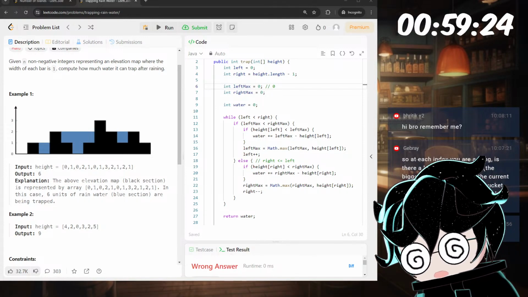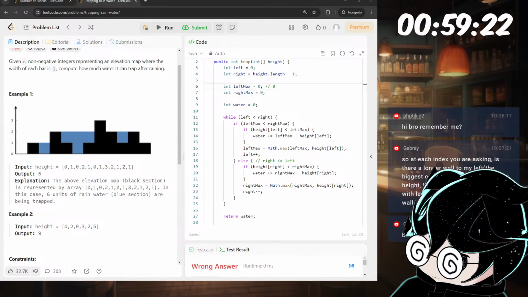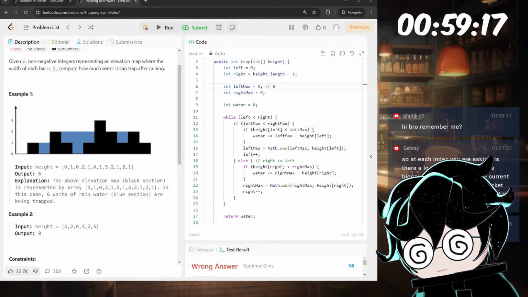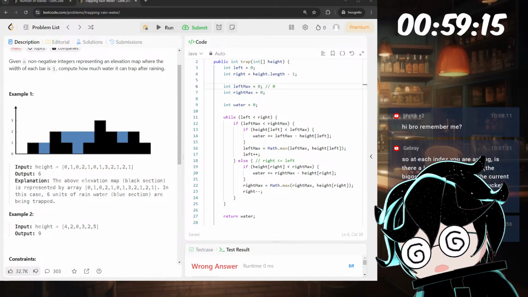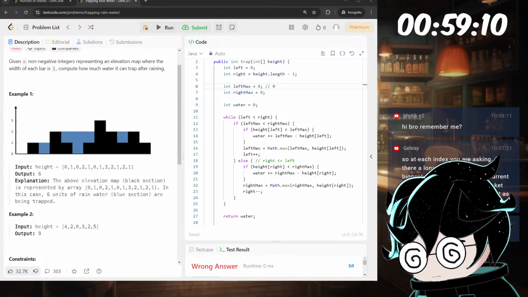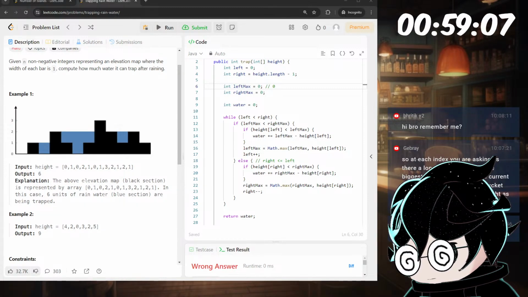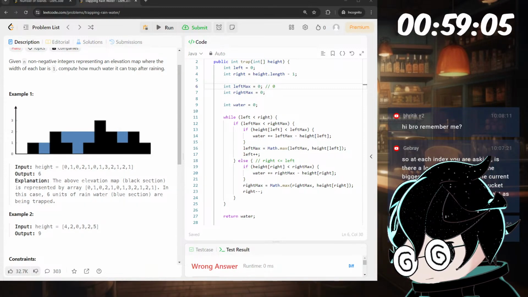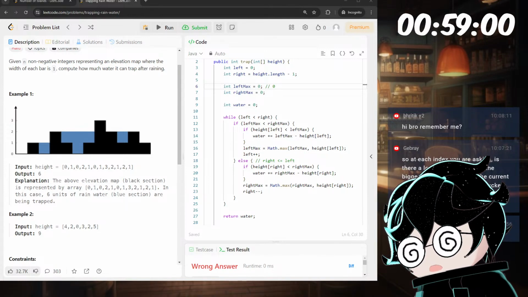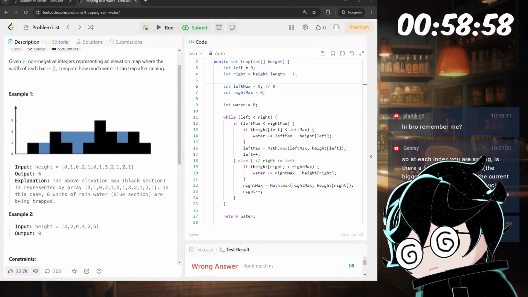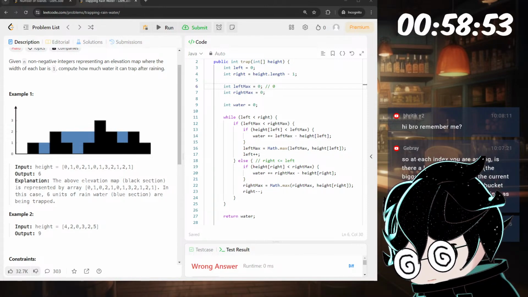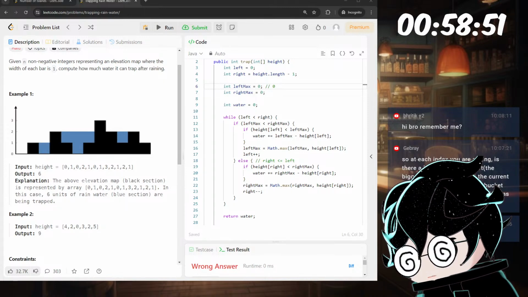Wait, hold on. I still don't get this. You're saying we use this as a boundary? If the current height left is less than the current height right, notice that as long as right max is greater than left max from 0 to 6, the water trap depends on the left max. Okay, and similar in the case when left max is greater than right max.